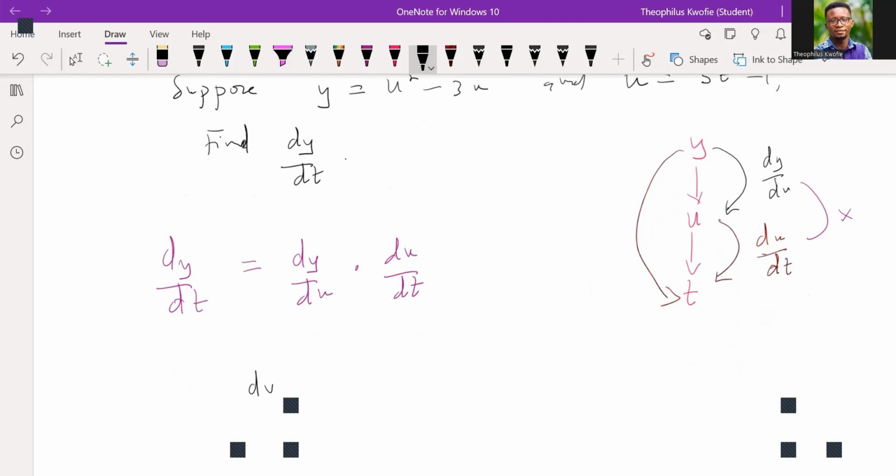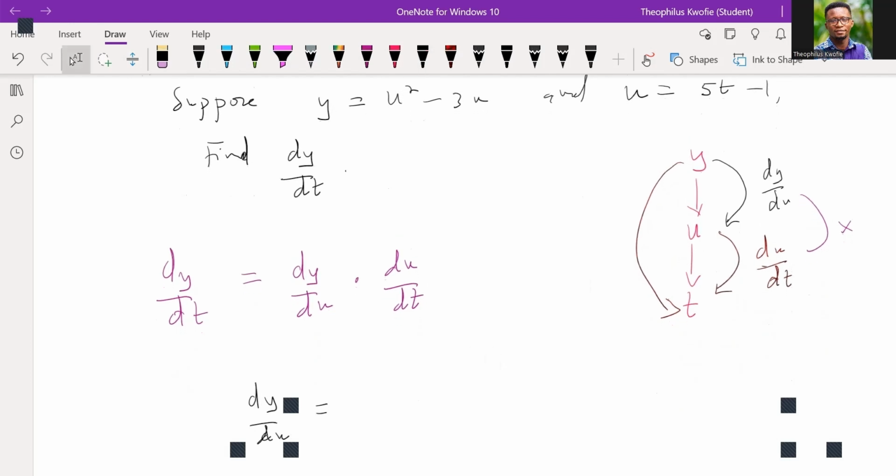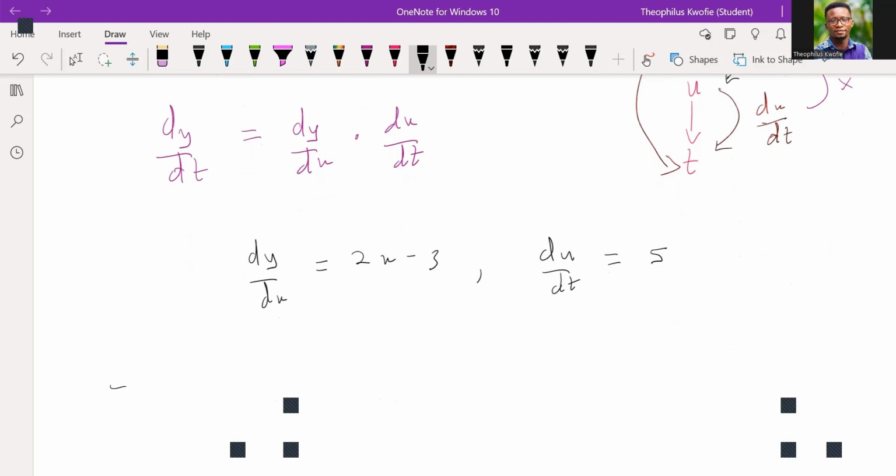Now the question is, what's our dy with respect to u? Our y was given to us, what do you find to be the derivative of that? And that gives us what? 2u minus 3. And what about our du/dt? Our du/dt will be what? Remember, our u is 5t minus 1. So its derivative becomes what? 5.